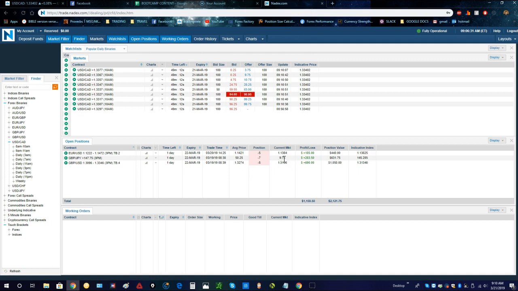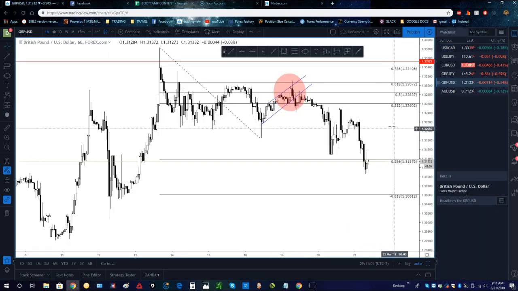GJ is pretty much a dead contract. I don't really see it coming back over 200 some pips, 250 pips it looks like, between now and tomorrow. Let me go back to pound dollar.